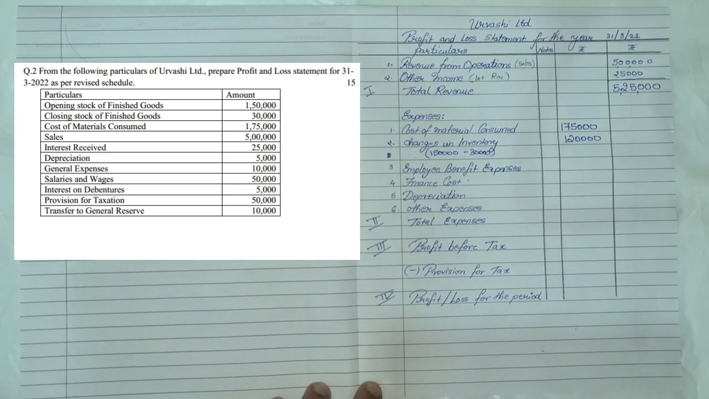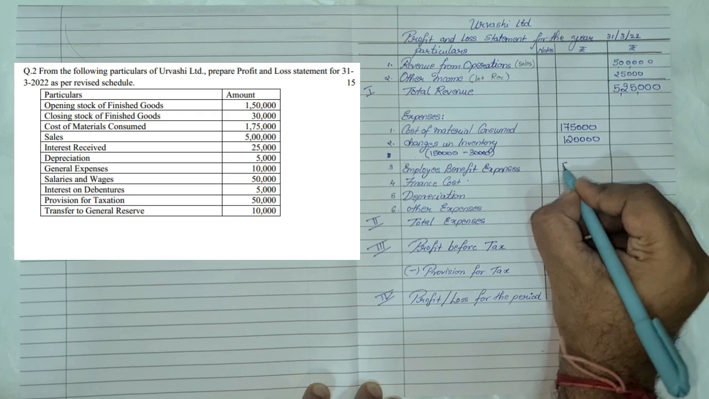Next, employee benefit expenses. Anything which is for the employees, any expense that we have created for employees. If you can see in the question, there's something called salary and wages. Anything which is for the benefit of the employees comes here. There's only one here, salary and wages, the amount is 50,000. So we note that down.